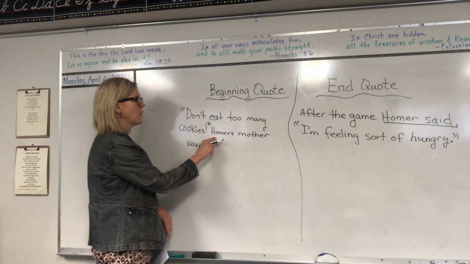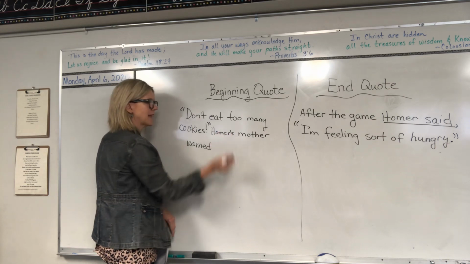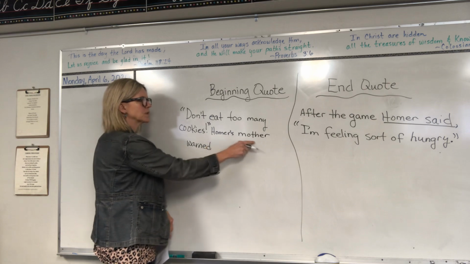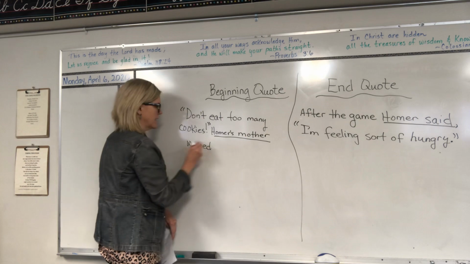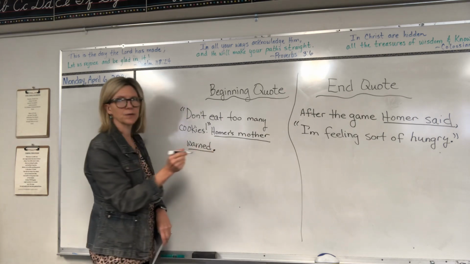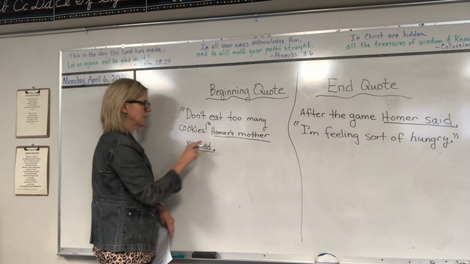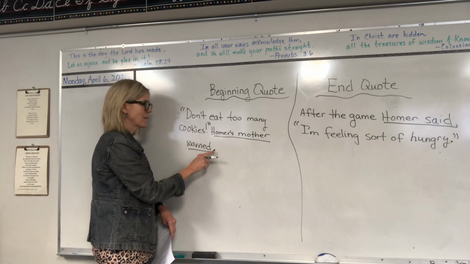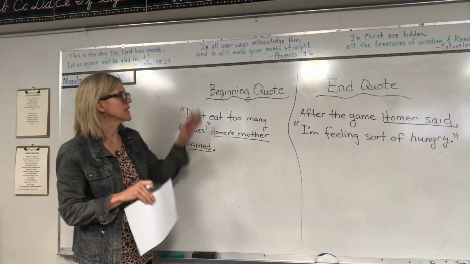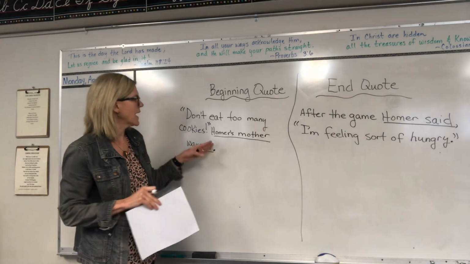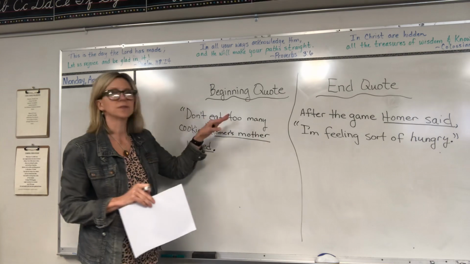Okay. Homer's mother. Oh, it's Homer's mother, so it's a possessive noun. Homer's mother warned. So it's his mother and she warned. Those are the explanatory words. She's doing the explaining. Don't eat too many cookies, Homer's mother warned, period. All right. So there are some examples of beginning quotes and end quotes, and I want you to underline the explanatory words and what the rules are.